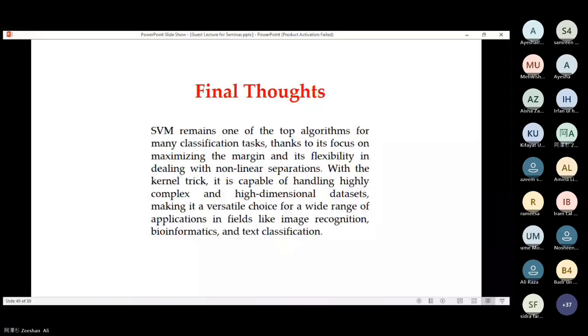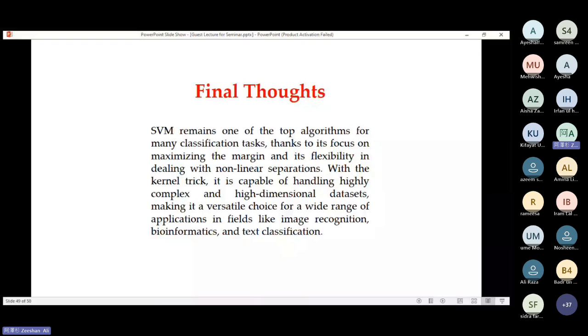Final thoughts. Support vector machine remains one of the top algorithms for many classification tasks, thanks to its focus on maximizing the margin and its flexibility in dealing with nonlinear separations. With the kernel trick, it is capable of handling highly complex and high dimensional data sets, making it a versatile choice for a wide range of applications in fields like image recognition, bioinformatics, and text classification.